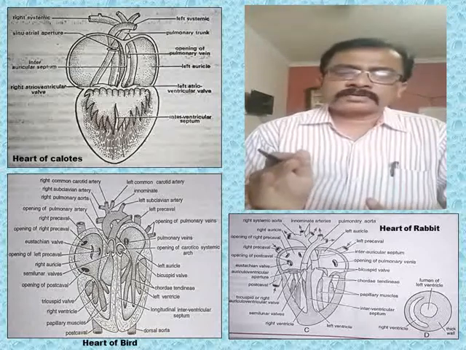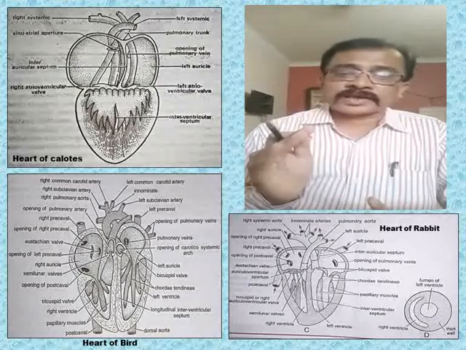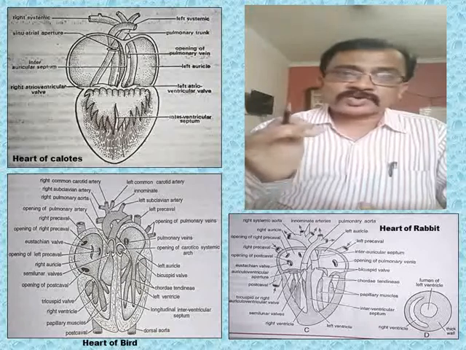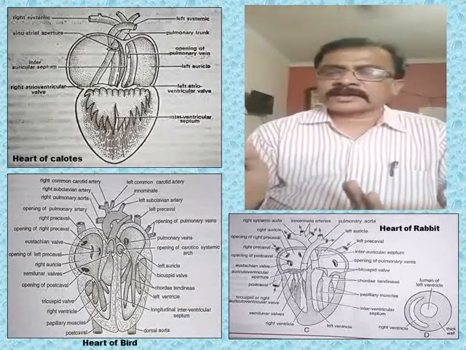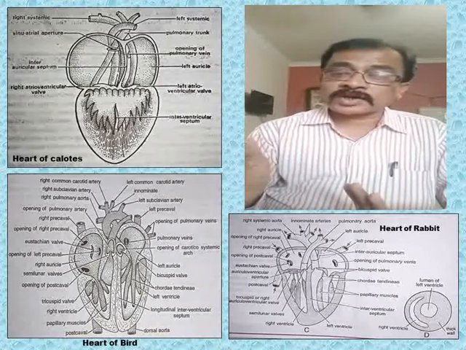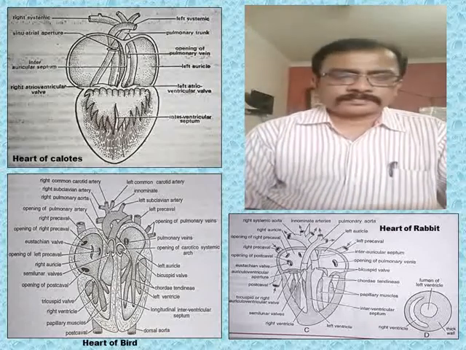In pigeon, the postcaval opens into the right auricle. It is guarded by a muscular eustachian valve. In mammal, that is in rabbit, the postcaval opens into the right auricle. It is guarded by a flap-like eustachian valve.